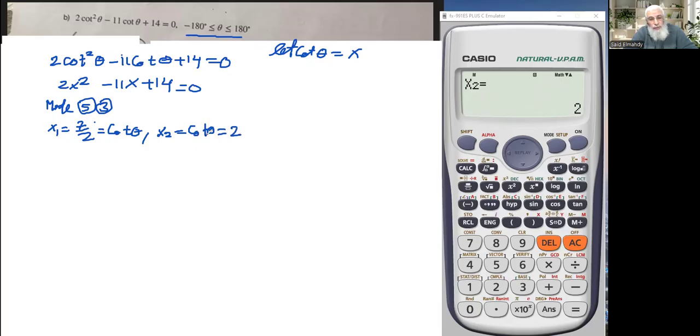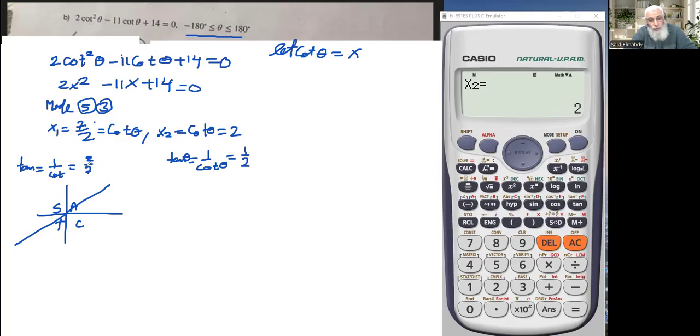So this is positive and this is positive. Cotan is the reciprocal of tan, so tan is equal to 1 over cotan, which is the reciprocal of this number. 7/2 will be 2/7, and it is positive. Using the ASTC rule, tan is positive in quadrant 1 and quadrant 3. And the other one, tan is 1 over cot theta, which is 1/2. So we have two solutions, each in quadrant 1 and quadrant 3.